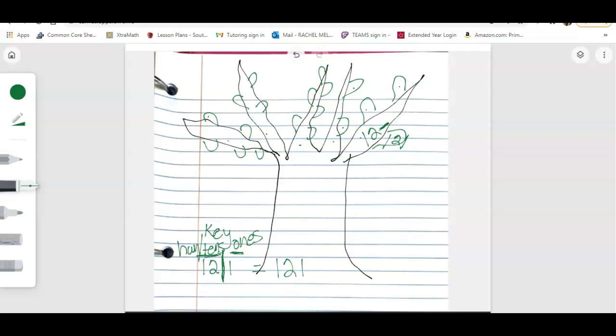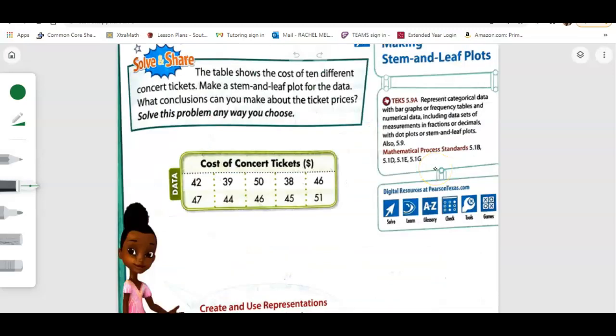All right, so we're going to take that information that we used and we're going to actually make our own today. So I'm going to show you what that looks like. This problem says the table shows the cost of 10 different concert tickets. I can see that because they're showing me the title right here. So it's the cost of concert tickets in dollars. Make a stem and leaf plot for the data. When we're done with that, we're going to say, what conclusions can you make about the ticket prices?